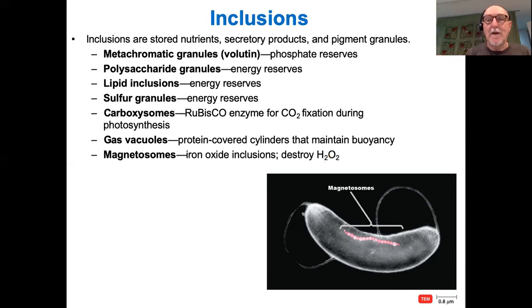Here's a really interesting one. These are called magnetosomes, and they are iron oxide, and they're little tiny magnets. Now, they do have some cellular functions, in particular that they're involved with the destruction of peroxides inside the cell. We'll hear about that later. Peroxides are very dangerous in the cell, and cells often have several mechanisms to break down peroxides. But the magnetosomes are extremely interesting.